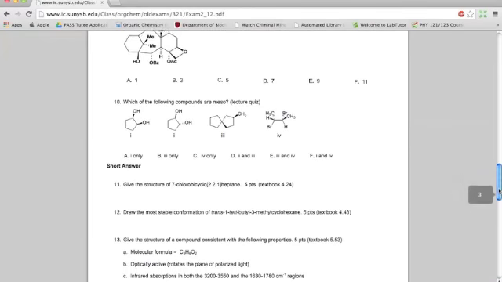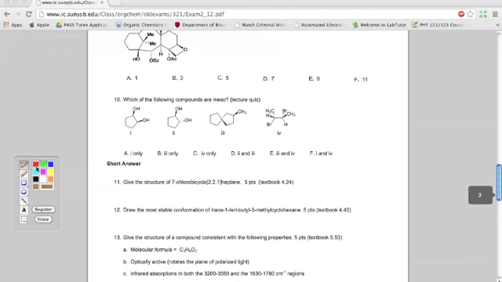Which of the following compounds are meso? So meso molecules are molecules that do have stereocenters, except although they have stereocenters, they are achiral. That just means that they don't rotate plane-polarized light. And the way that you determine if something is meso is you try to find a plane of symmetry. Now, this molecule has a plane of symmetry running down the middle right there. So, you know, 1 is meso.